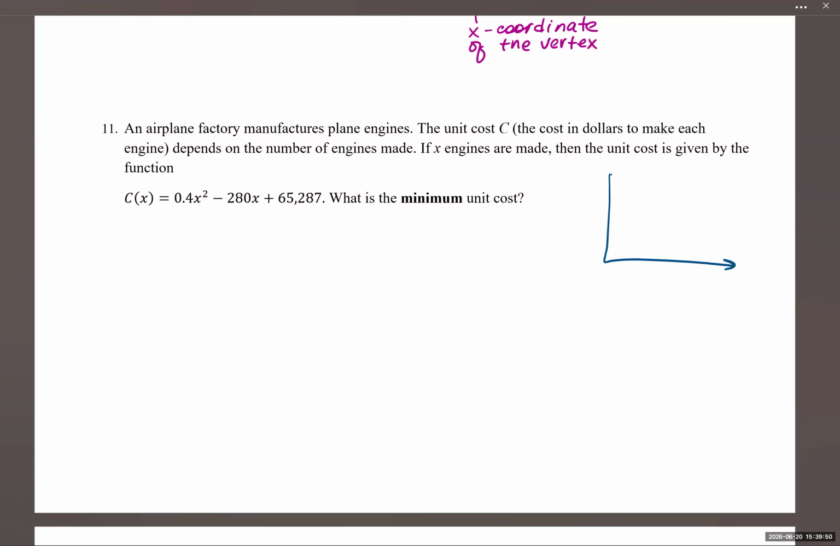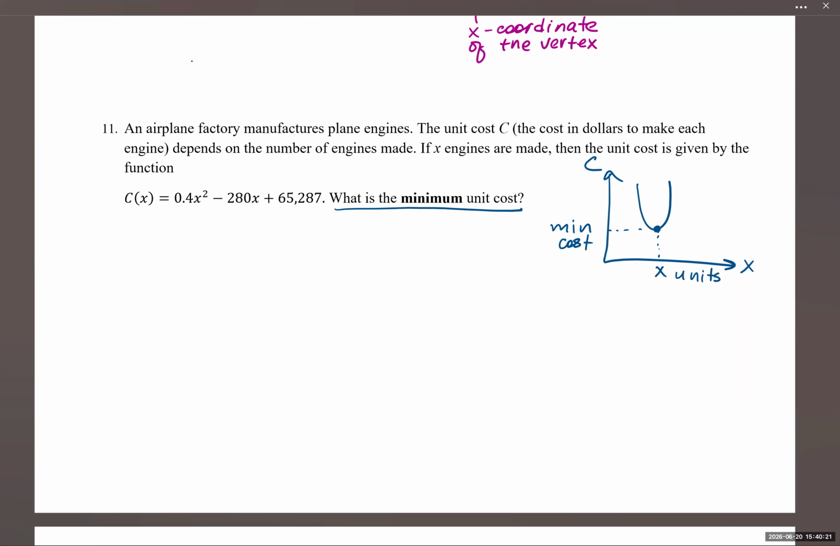So if you just sketch a simple graph, this is x engines manufactured, and this is cost. There's a positive leading coefficient, so the parabola will look something like this. So it creates a minimum right here. This is the minimum cost. And this is the number of units that we need to make for the minimum cost. The question here is, what is the minimum unit cost?